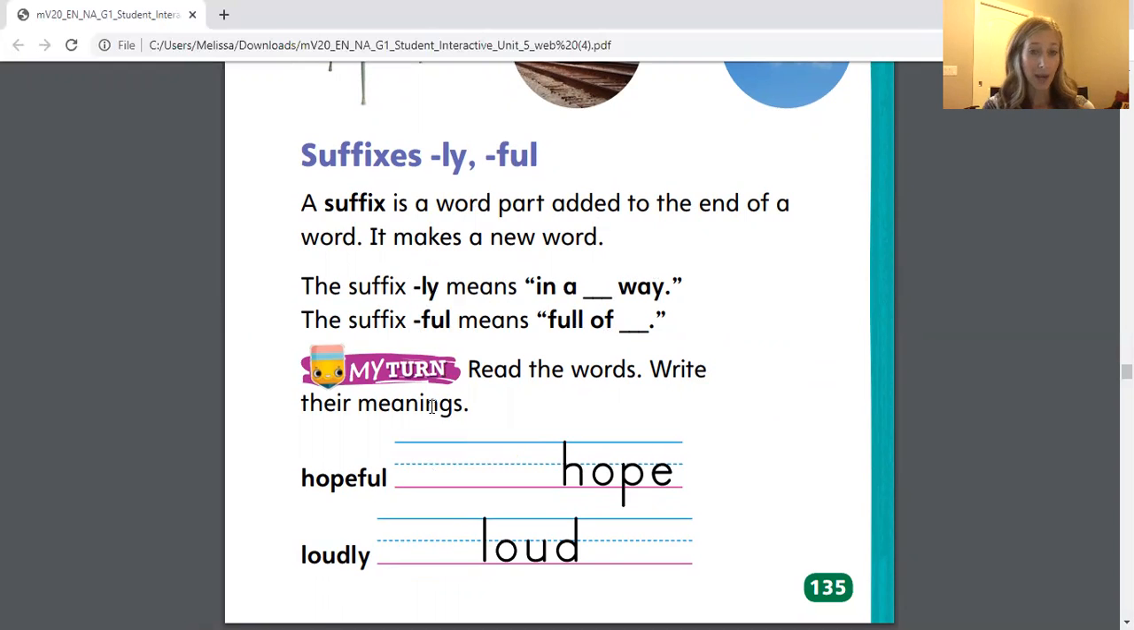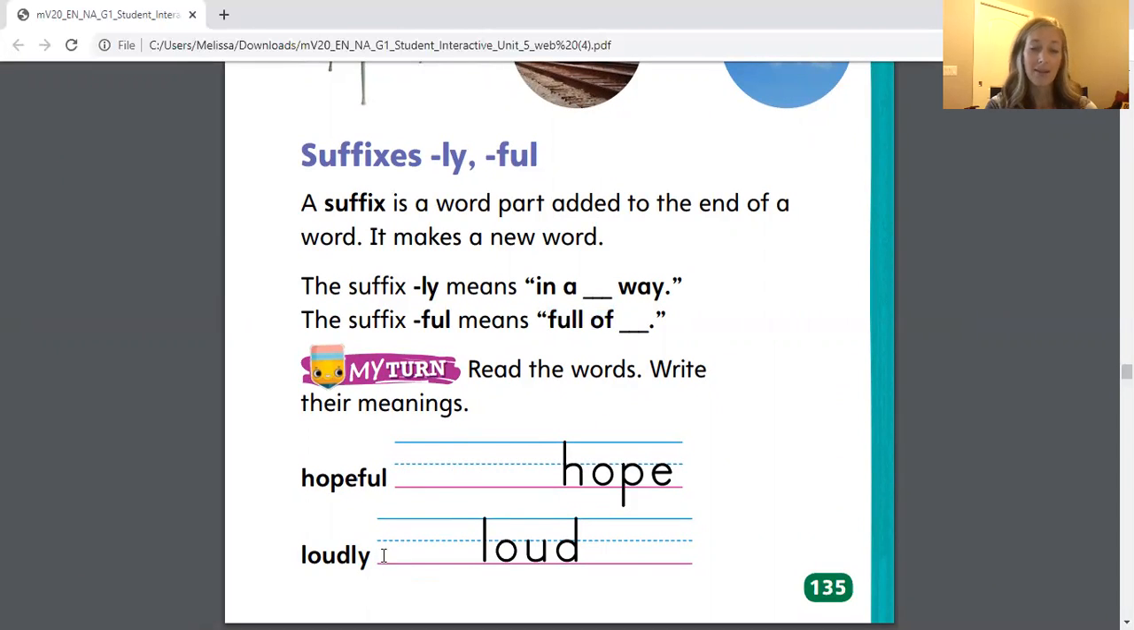So for my turn, it says to read the words and write their meanings. So I have the word hopeful. I notice that hope is my root word or my base word, but when I add the suffix ful, it means full of hope. So hopeful means full of hope. So right here on this line, you need to write the words full of. You can copy it from up here. So I've highlighted it for you to copy. And you need to write full of right here. So hopeful means full of hope.